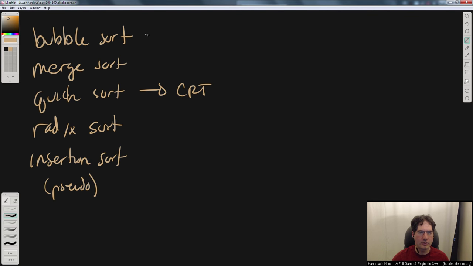So bubble sort, we know what it was. We said it's n squared. We've been over that a dozen times now. Hopefully everyone understands why and everyone understands how you implement this, right? You just go through all the items and you just swap any.